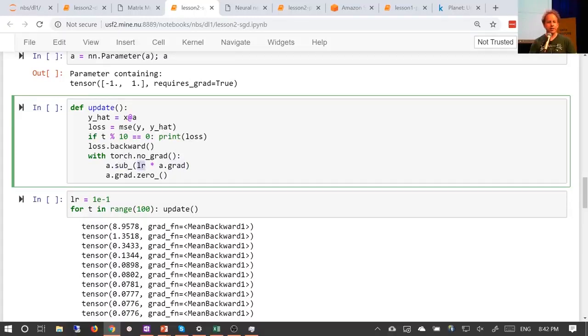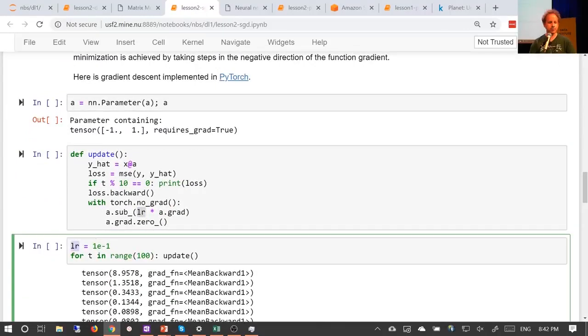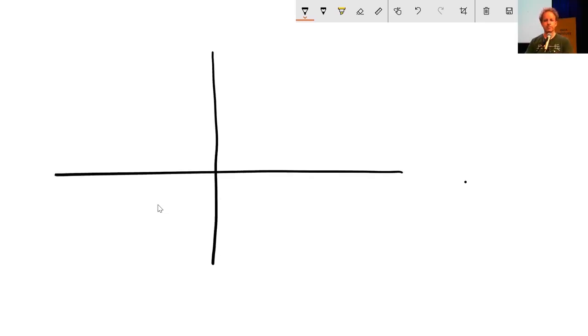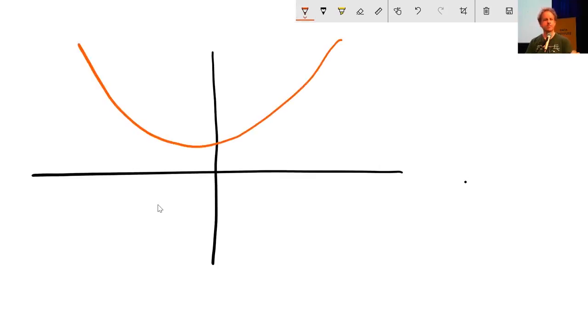And then there's something here called LR. LR is our learning rate. And literally all it is, is the thing that we multiply by the gradient. Why is there any LR at all? Let me show you why. Let's take a really simple example. A quadratic. Right? And let's say your algorithm's job was to find where that quadratic was at its lowest point.